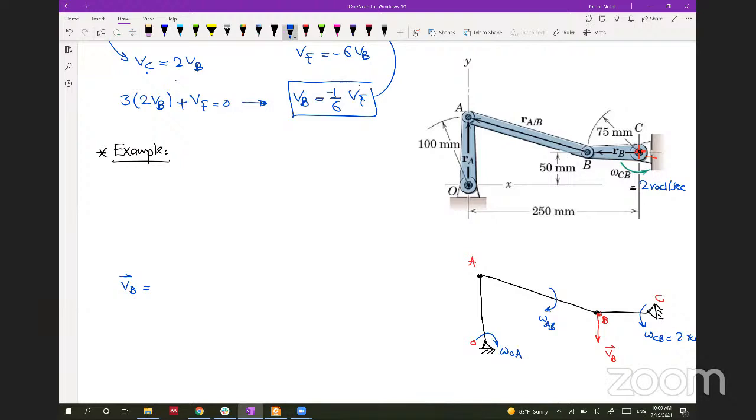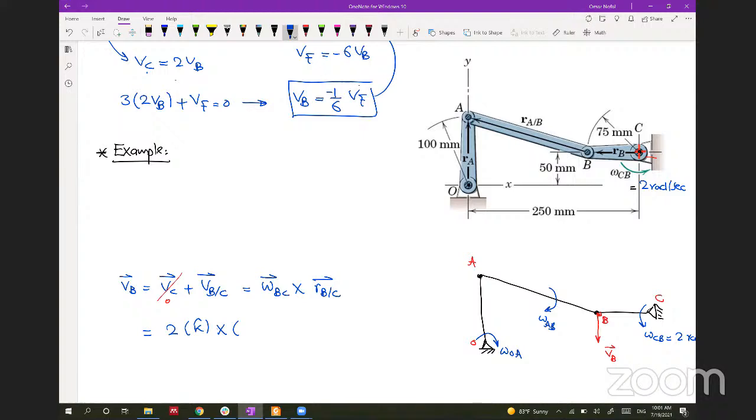VB vector will be equal to VC vector plus VB with respect to C. From here, we know that VC is equal to 0 because it doesn't move. So VB vector will be equal to VB with respect to C, which is the omega of BC crossed with RB with respect to C. Let's see the direction of omega. We have 2 radian per second, and if you use your right hand rule, it will be in the positive k hat direction. And let's cross this with RBC.